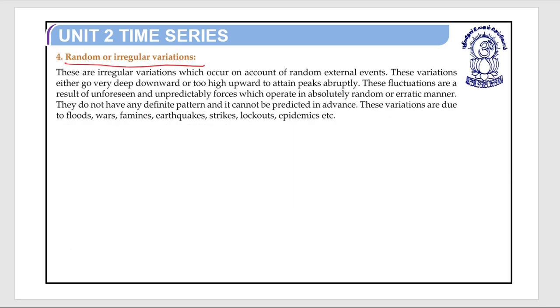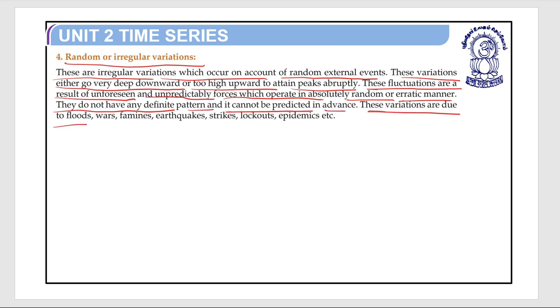Fourth one is random or irregular variations. These are irregular variations which occur on account of random external events. These variations either go very deep downward or too high upward to attain peaks abruptly. These fluctuations are a result of unforeseen and unpredictable forces which operate in an absolutely random or erratic manner. They do not have any definite pattern and cannot be predicted in advance. These variations are due to floods, wars, famines, earthquakes, strikes, lockouts, epidemics, etc.